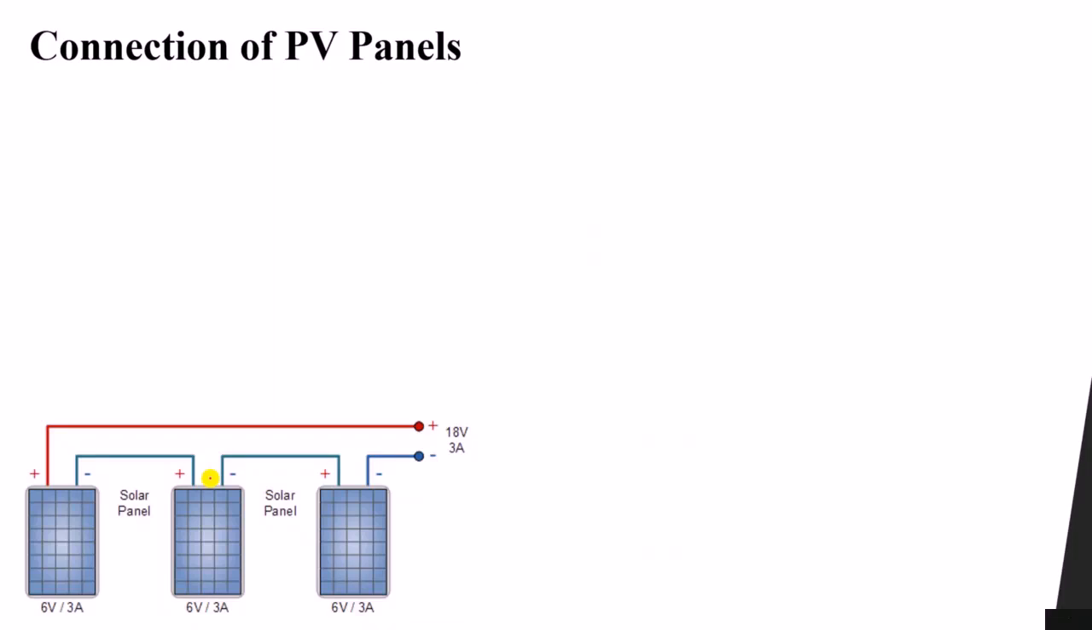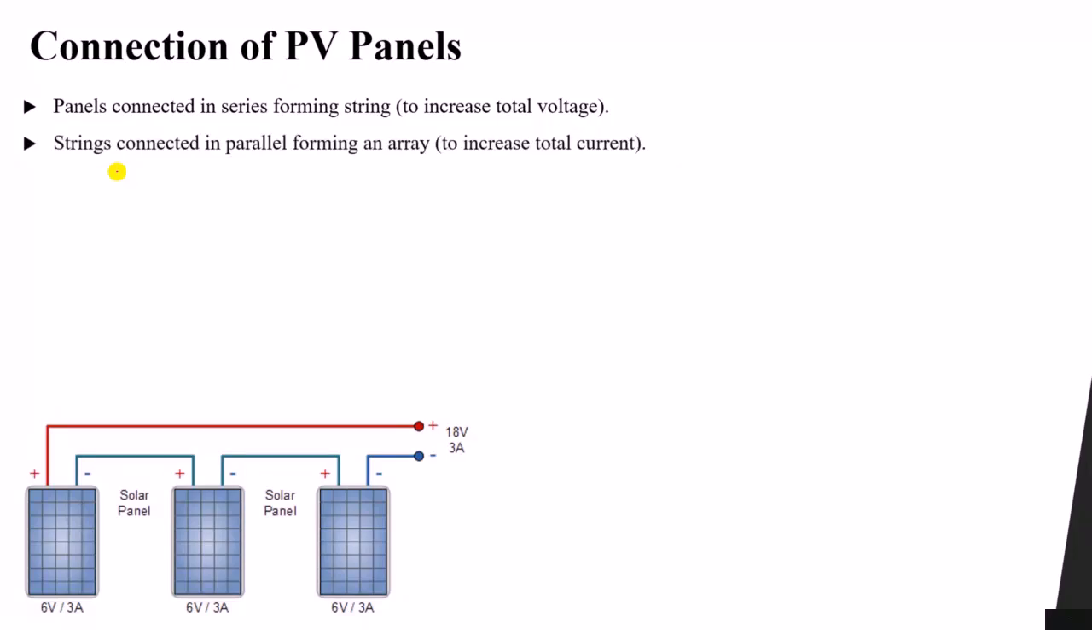Now the same idea for panels. As you can see here, we have two connections of panels. We have connected in series. When panels are connected in series, they form something which we call a string of panels or string of modules. It means that we have a group of panels connected in series. Why is this? To increase the total output voltage. And when we have strings which we connected in parallel, we form an array. This array will increase the total current.